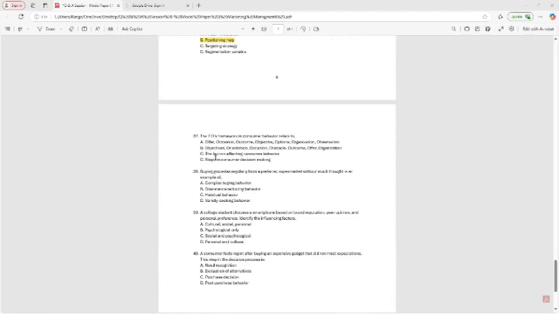The second answer is objectives, orientation, occasion, obstacles, outcomes of an organization. C is the factors affecting consumer behavior. D is the steps in consumer decision making. So we can just ignore answers C and D.